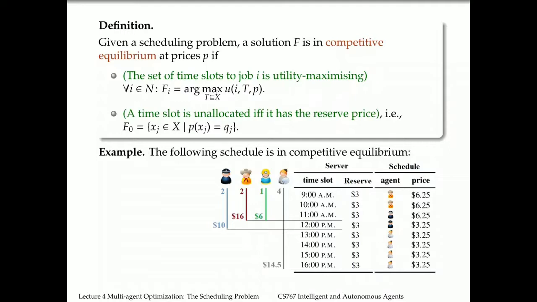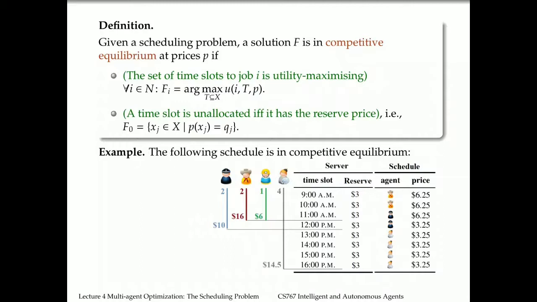So this is written as argmax. So this is, among all of the subsets of X, look at the T which gives this agent the highest utility, and that's our current Fi. And the second condition is that a time slot is unallocated if and only if it has a reserve price.